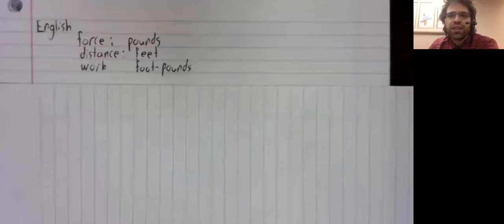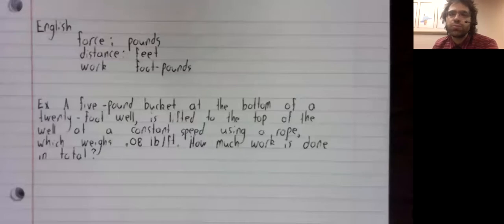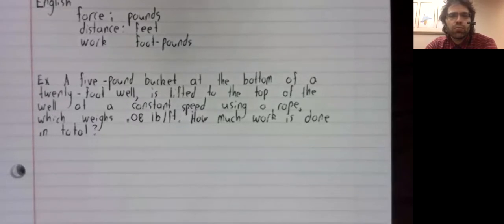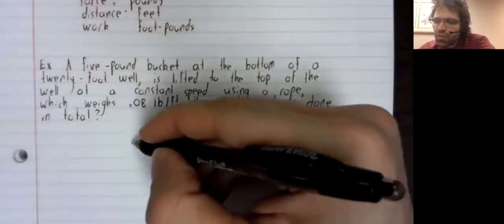And let's state the example that we'll do. A 5-pound bucket at the bottom of a 20-foot well is lifted to the top of the well at a constant rate using a rope, which weighs 0.08 pounds per foot. How much work is done in total? So the first thing to observe is that we cannot use the work equals force times distance formula. We have to use the integral. And that's because of the rope.